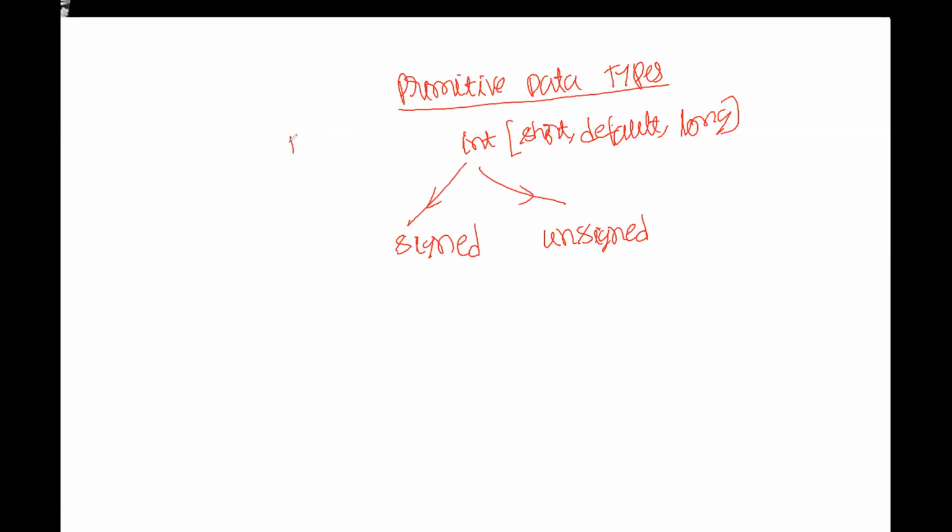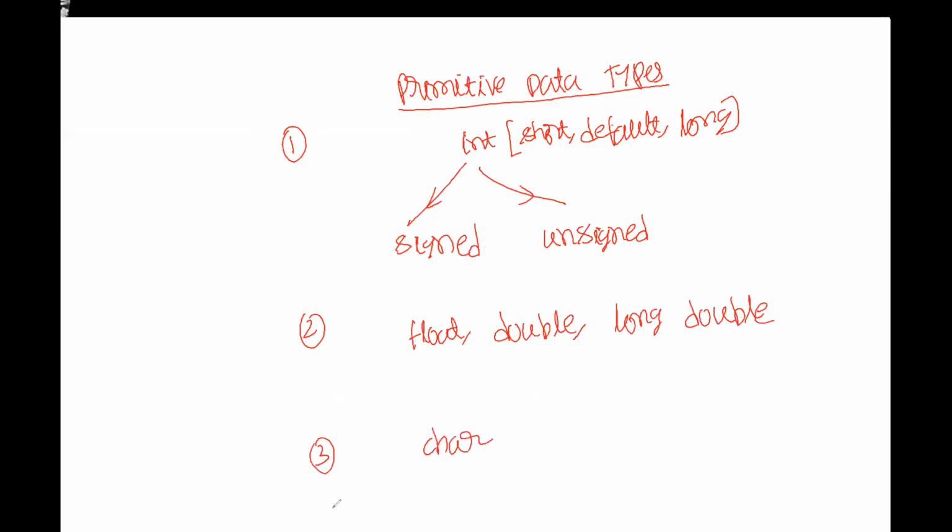And then we have float, double, and long double. And then we have char, and then underscore underscore.